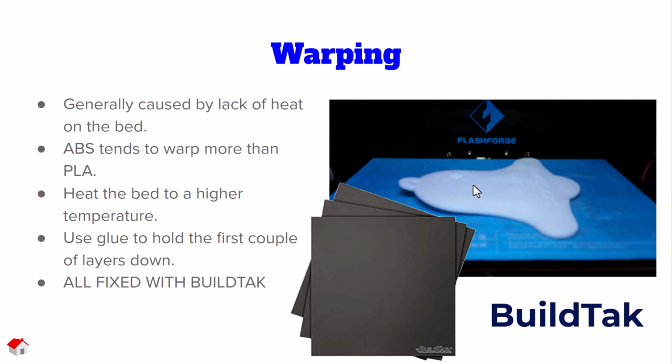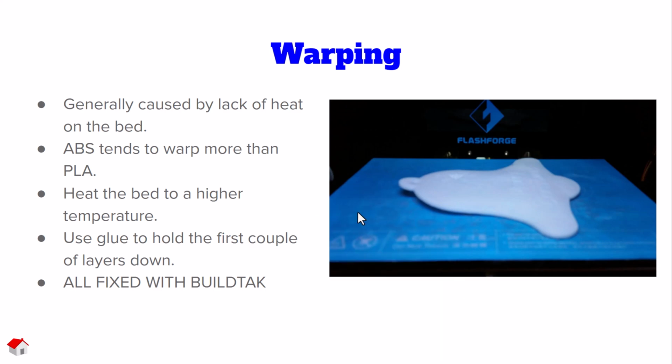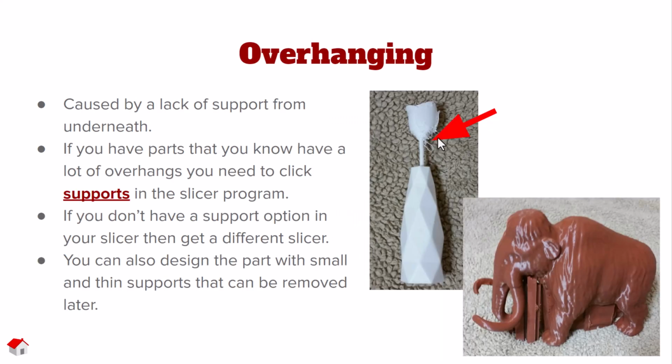Now this is an ABS print, and this ABS is prone to warping, so changing things a little bit, you know, Buildtak. If you're going to print a lot of ABS, I would highly recommend a product called Buildtak. And we get overhanging, so you can see it really prevalent up here with this rose.